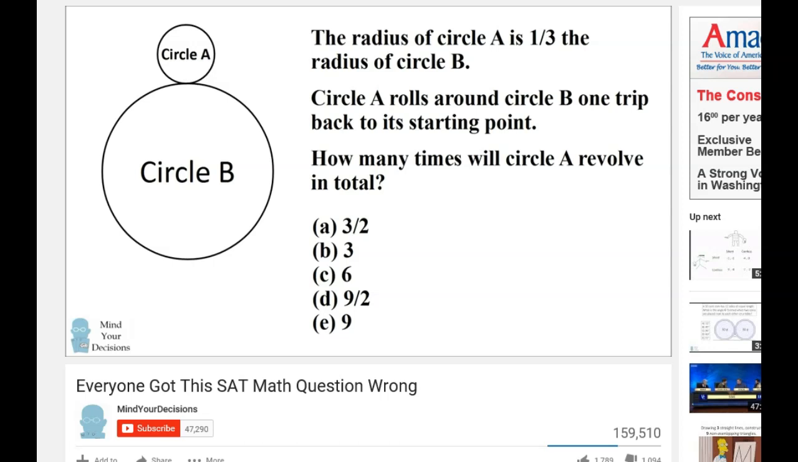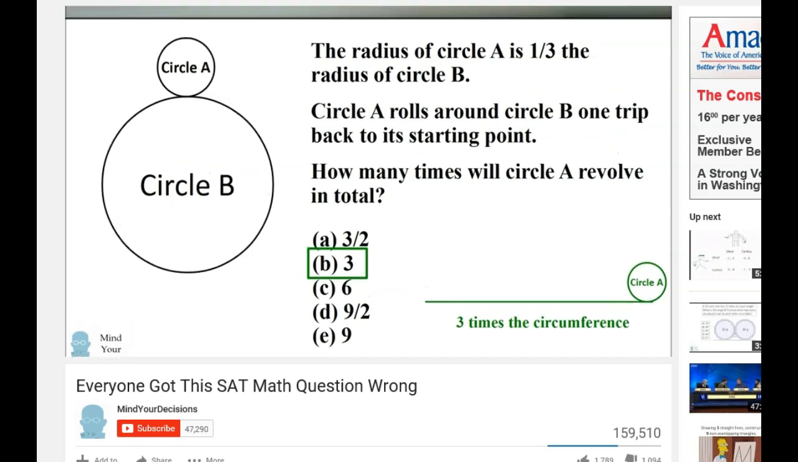Here is what the test preparers thought when they made the question. If circle A rolls around a distance of 3 times its circumference, if you do it very carefully, you'll find that circle A will roll around 3 times in total. And that's what they thought the correct answer should be. But let's do a little experiment and see what actually happens if we have circle A rolling around circle B.